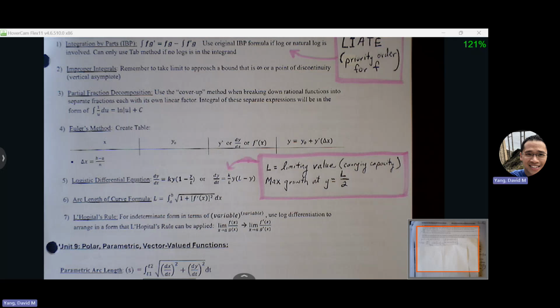And then the logistic differential equation, we have 2 different forms. But in either form, L is your limiting value or your carrying capacity. It's the largest that the curve is going to be able to reach. And then the max growth is occurring at that point of inflection, which is when y equals L divided by 2. That's going to be that y value. So we want to add that in to your formula sheet.